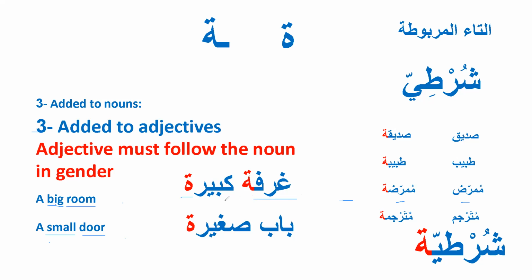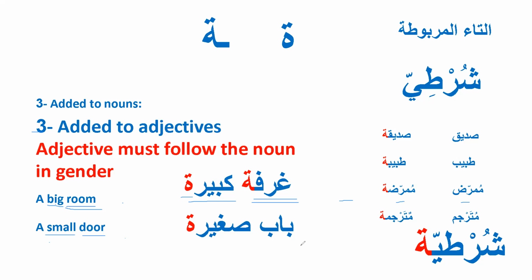غرفة كبيرة. The word غرفة, I'll put 2 lines here, 2 lines here. Okay. The word غرفة means room, and in the word غرفة we put تاء مربوطة here, and we said that the تاء مربوطة is the sign of feminine. So the word غرفة is feminine. So we need also to put تاء مربوطة in the adjective in order to make it feminine as well.